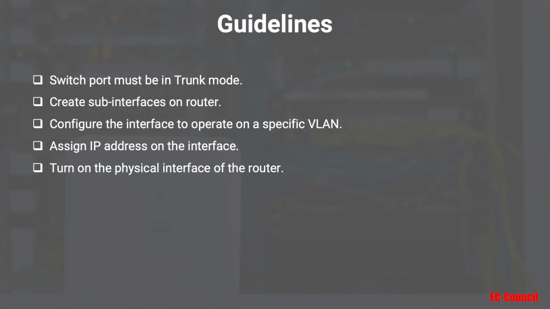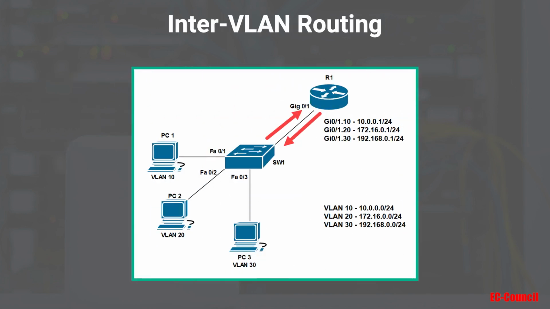These are some guidelines that you should use when you're going to configure inter-VLAN routing. The switch port must be configured to be a trunk. So what does this mean? So let's take a look. The switch that connects to the router, this interface here must be configured as a trunk.